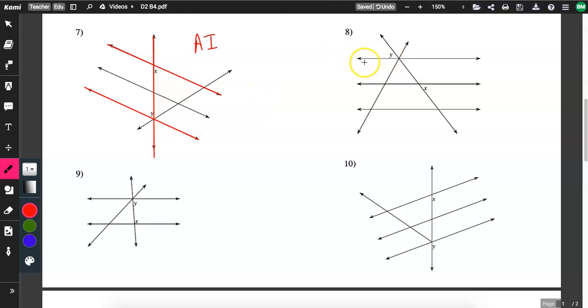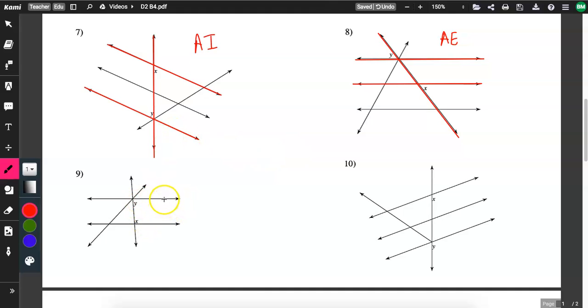Number 8, again, it's kind of tricky because there's so much going on. Looks like this one and this one are the 2 I care about here. And here's my transversal. Now when I focus on just those, this is on the outside of the parallel lines and on opposite sides of the transversal, so alternate exterior.